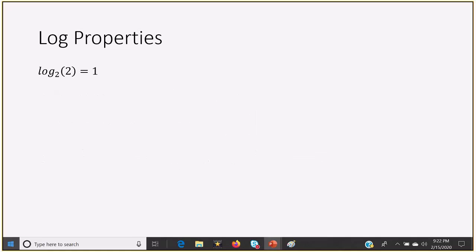A couple of log properties to keep in mind when we're going through these next couple of sections. Log base 2 of 2 is equal to 1. Anytime I have the base and the input of a logarithm matching, it's always going to be 1, which makes sense a little bit. If I translate log base 2 of 2, then I would get 2 to the y is equal to 2. So what number is equal to itself? It's 1.